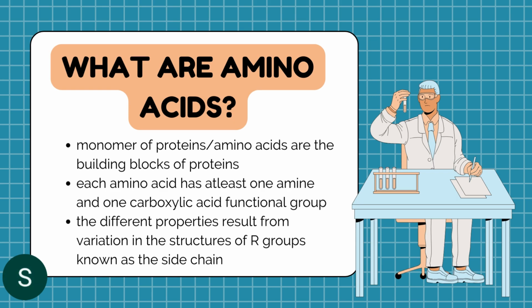To start it off, so what are amino acids? These are monomers of proteins, or simply, amino acids are the building blocks of proteins. So each amino acid has at least one amine group and one carboxylic acid functional group. So the different properties result from the variation in the structures of different R groups, also known as your side chain.